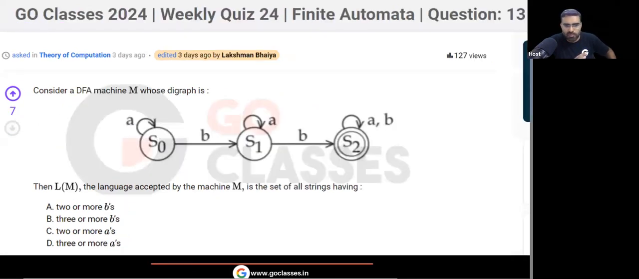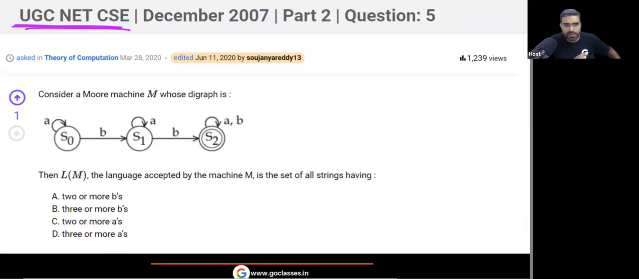So now you tell me what will be the answer for this question. This is your UGC NET question. This machine is given to you. Is this DFA or NFA? Yes, this is DFA, deterministic finite automata. The question is asking what is the language accepted by this machine.